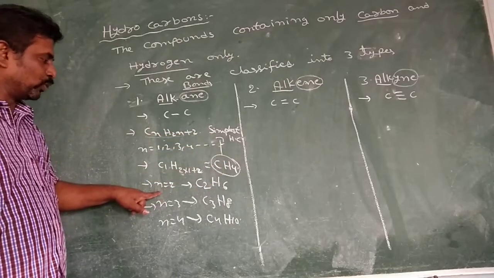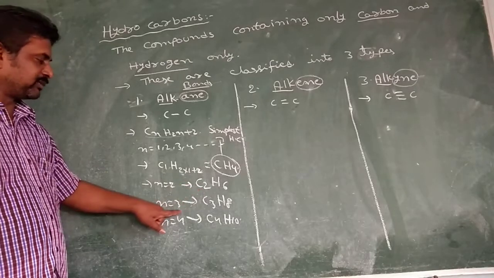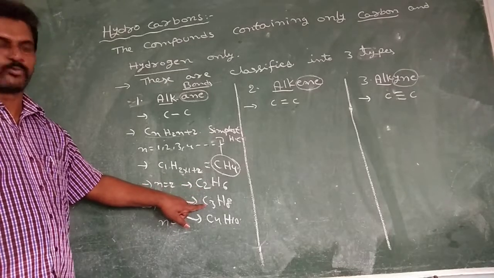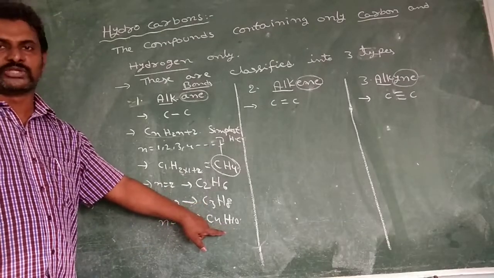If n is equal to 2, the compound is C2H6, ethane. n is equal to 3, C3H8, propane. n is equal to 4, C4H10, that is butane.